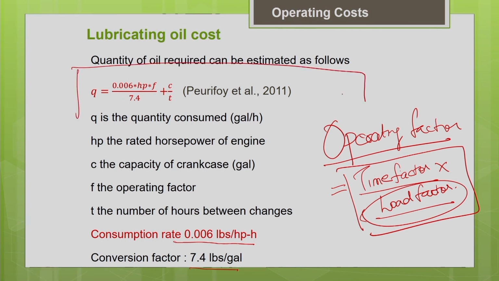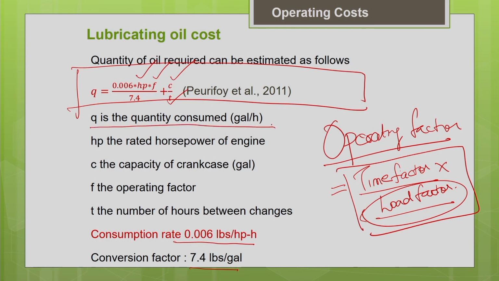Whenever you take some theoretical value, you have to adjust it according to your project conditions, based upon the horsepower of your engine, the operating factor, the crankcase capacity, and your company policy of number of hours between the changes of lubricating oil. So this is how we do it. Similarly, with this formula, here we are estimating the quantity in gallons per hour.